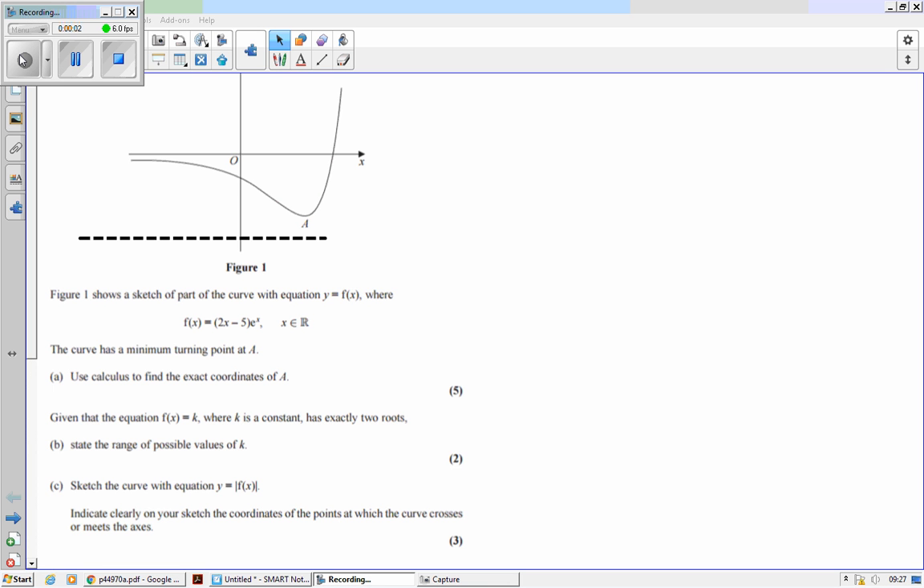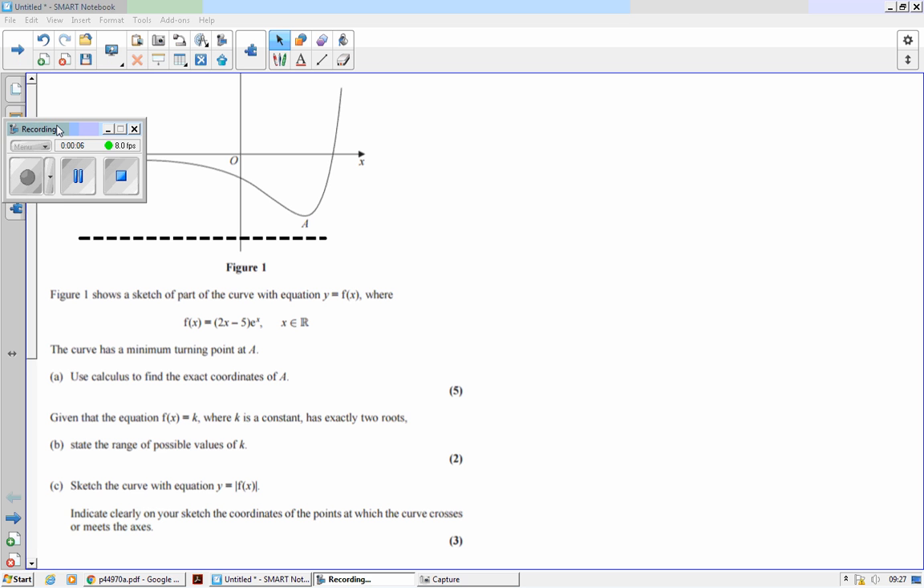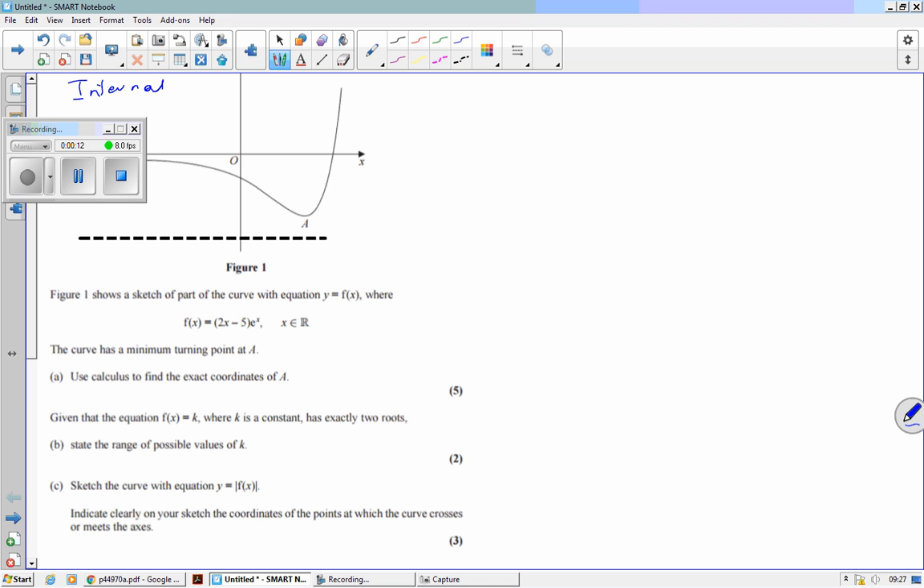So, question 3 of the International C34 paper, June 2015, Edexcel. Or Pearson's, take your pick, same thing. Now, first part, most of you done fine.